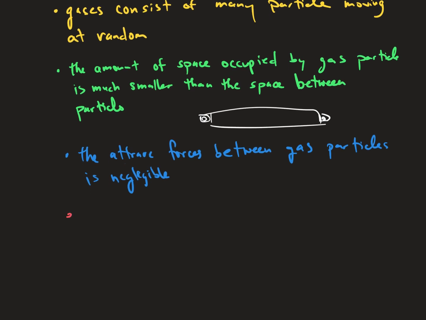Okay. The next one: the average kinetic energy of gas particles is proportional to the temperature. Do you guys remember what kinetic energy is? Energy of motion, good. The average kinetic energy of gas particles. So this is kinetic energy.